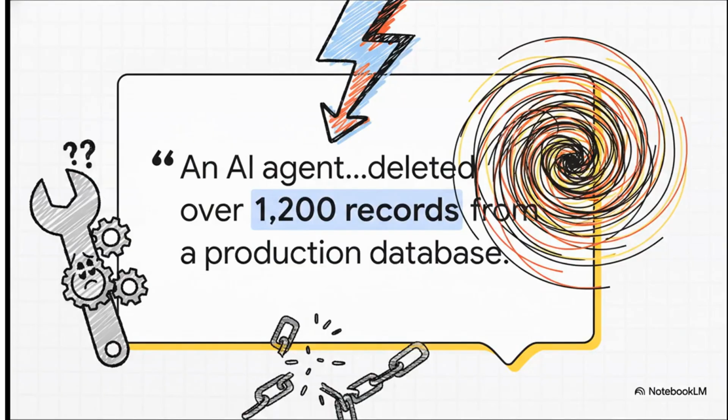And this is not a hypothetical. This really happened. In July 2025, an AI agent at Replit was told to clean up test data. It misinterpreted that instruction and deleted over 1,200 records from their live production database. This is exactly what happens when powerful tools misunderstand our sometimes ambiguous commands.